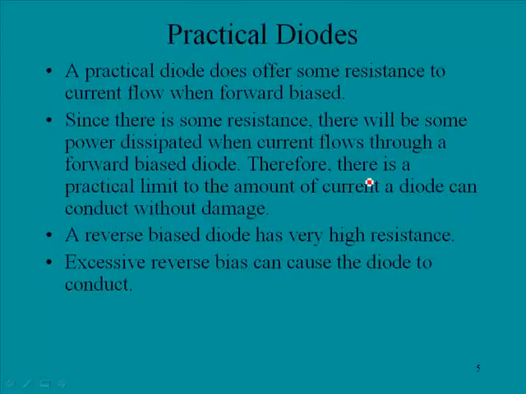Now, practical diodes. This is what you'll actually see. A practical diode does offer some resistance to current flow when forward biased. Since there is some resistance, there will be some power dissipated when current flows through a forward biased diode. Therefore, there is a practical limit to the amount of current a diode can conduct without damage. A reverse biased diode has very high resistance. Excessive reverse bias can cause the diode to conduct.